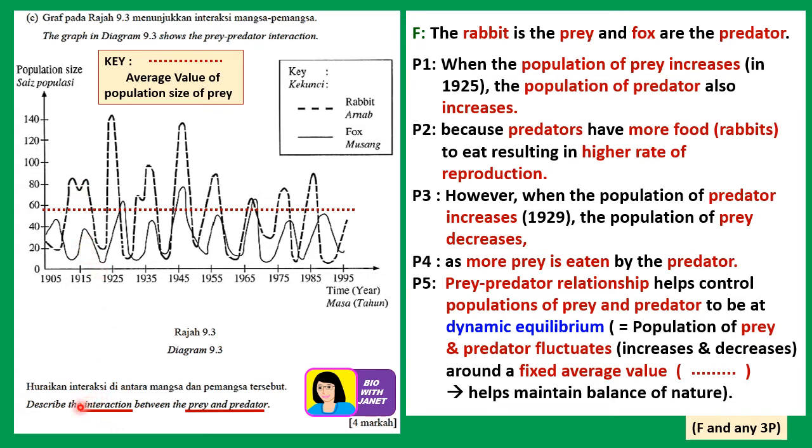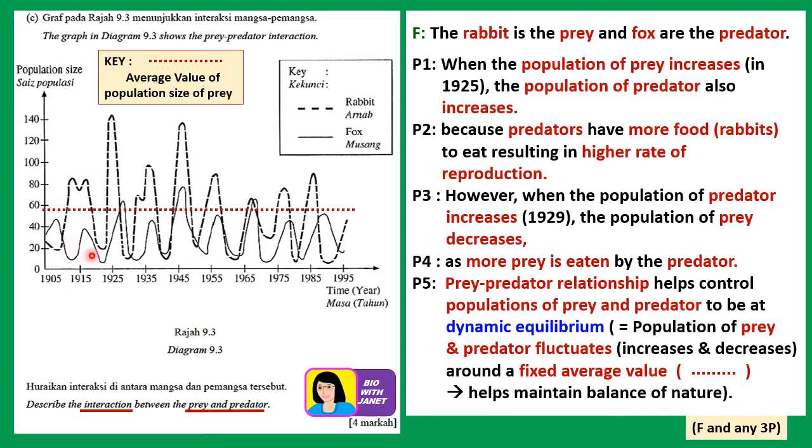Okay, so describe the interaction between the prey and predator, meaning the rabbit and the fox. Okay, so the first point is that the rabbit is the prey that's eaten by the fox. So the fox is the predator. Right? Now, describe the interaction. So you have to explain. Let's say I want to explain this part.